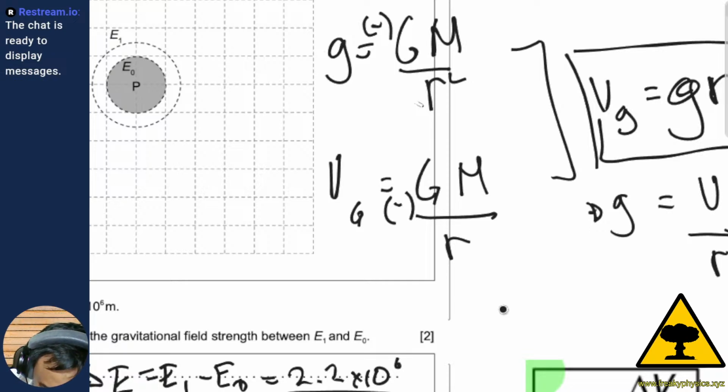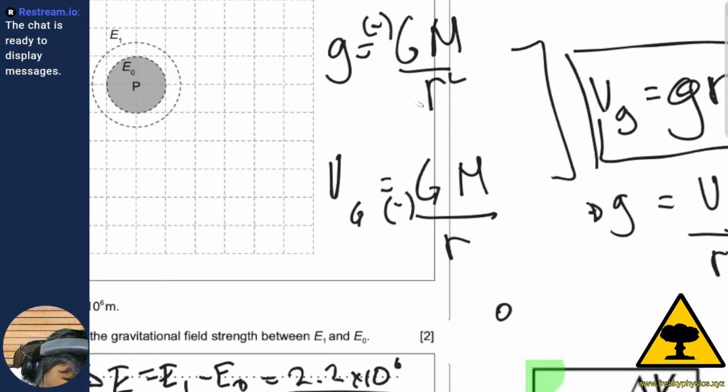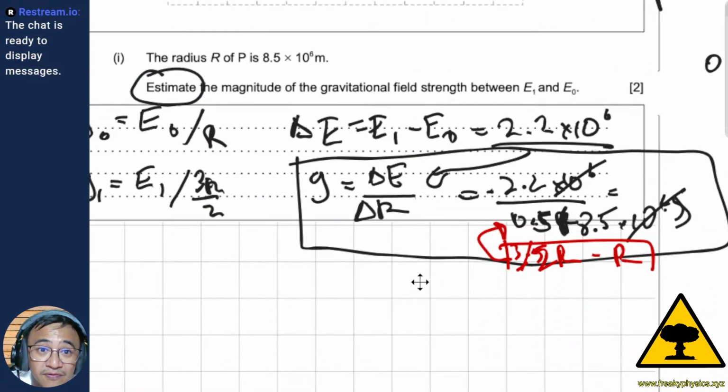So I'll just put this in a different color. This comes from 3 over 2R minus R. Is that okay? Yeah. All right. Anything else you'd like to ask here? If not, let's move on to the next bit. Yeah, we can move on.